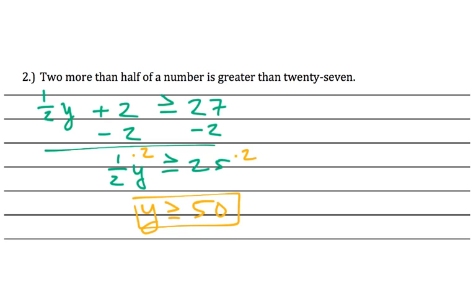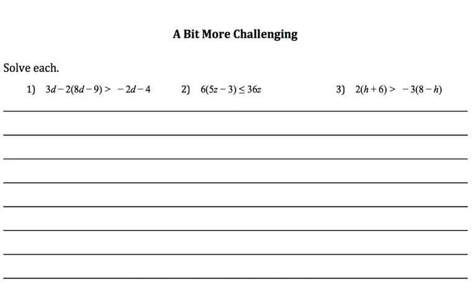What's frustrating about this is you can't really check the wording except if you redo the whole problem. But we can plug it into the equation. Half of 50 is 25 plus 2 is 27. We're good there. Let's think of a very large number like 100. 100 is bigger than 50. Half of 100 is 50 plus 2 is 52, and that's bigger than 27. We will pause this video before jumping into these multi-step ones. So we'll stop video 2 here.